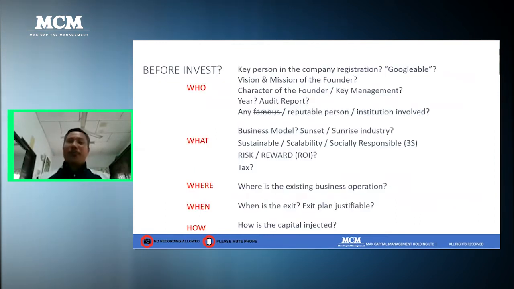And then of course, before we invest, these are the very simple questions that we always ask. First, who is the person? Either the company registration, that person, the so-called founder and all these, is it Googleable or not? You will see a positive review on this person or a negative review. So you do your own judgment.